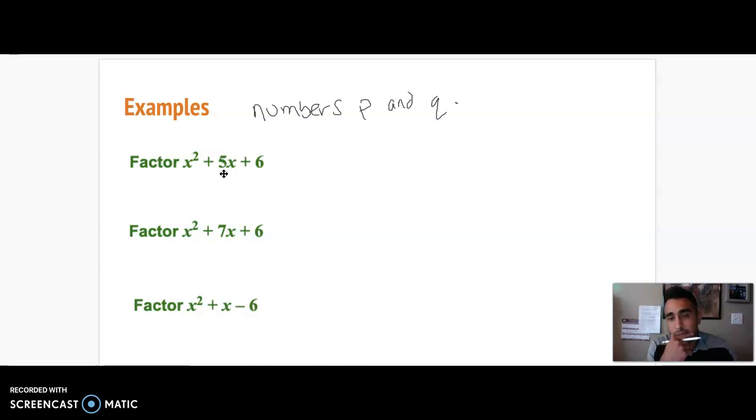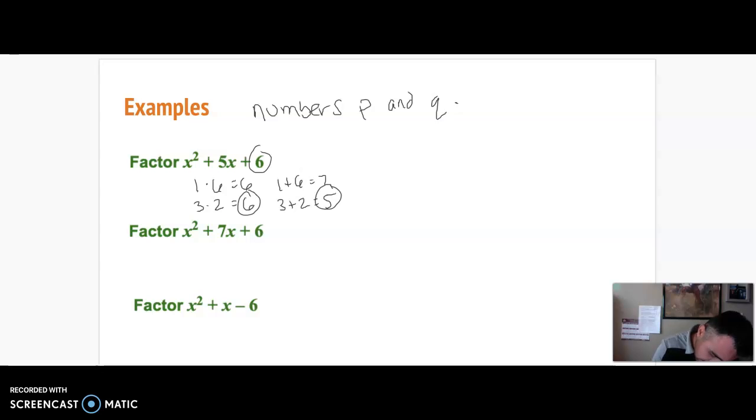So what numbers P and Q add up to 5 and P times Q equals 6? We have 1 times 6 equals 6, and 3 times 2 equals 6. And then 1 plus 6 equals 7, and 3 plus 2 equals 5. So we have our 6 and our 5. Perfect. So now we know it's 3 and 2.